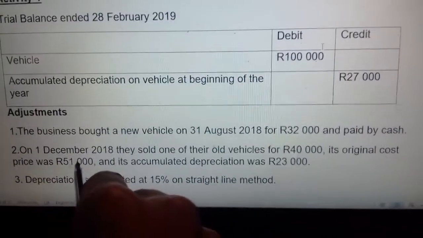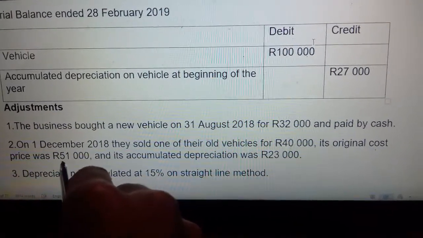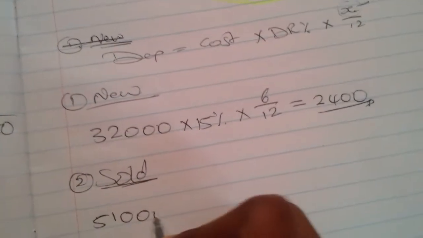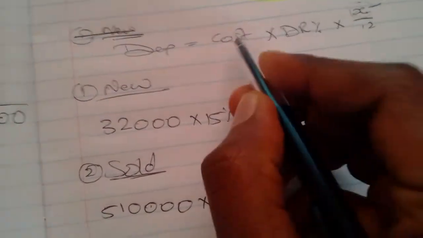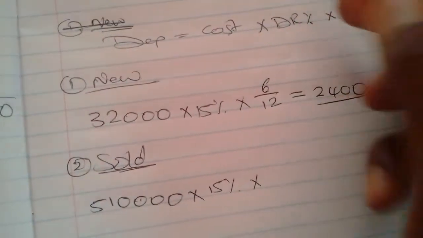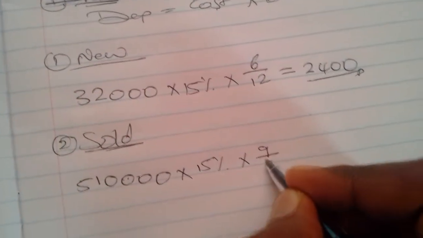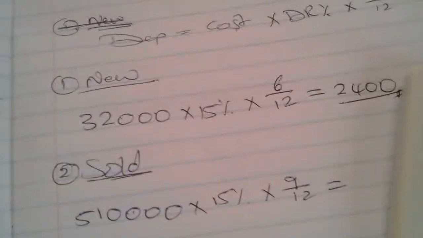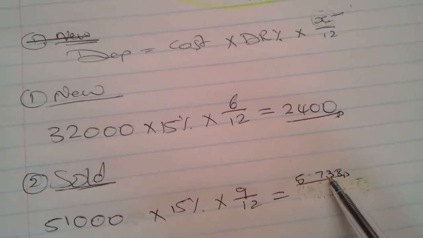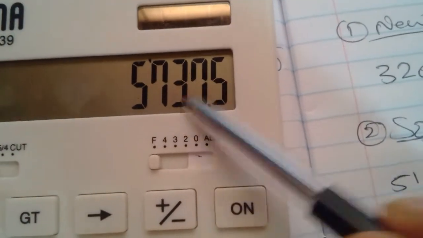It means there's depreciation. Its original cost, when you are applying historical cost, is 51,000. It means it's the cost of this asset. So you're going to say 51,000 multiplied by the depreciation rate of 15% multiplied by x. Our x is the sold one, which is 9 divided by 12. After calculating, I got 5,738 as my depreciation for the sold asset. I have rounded off because on the calculator it was 0.5, so we round off.